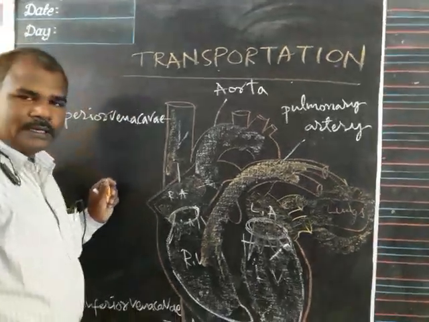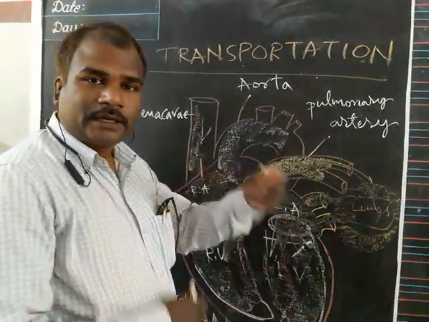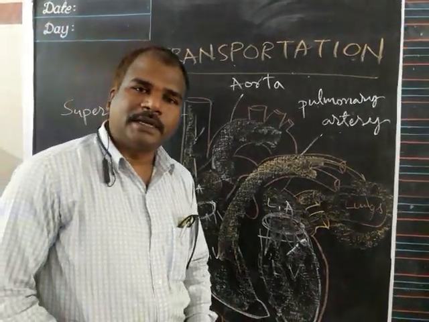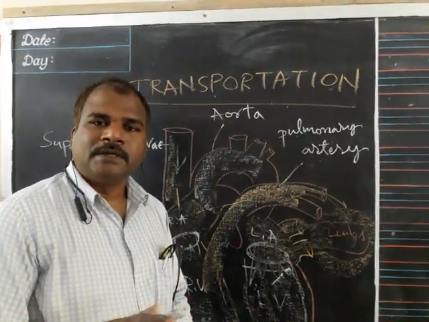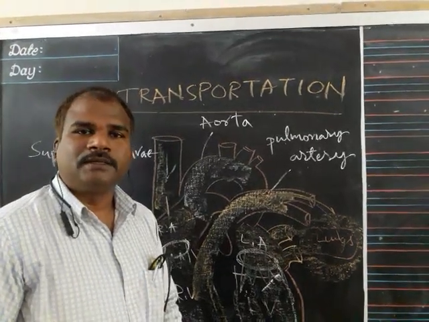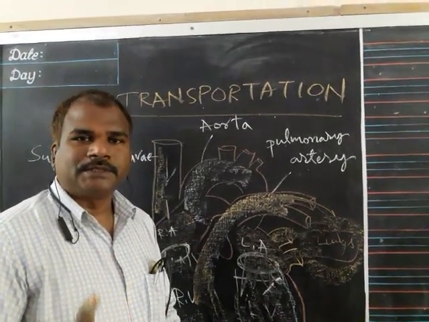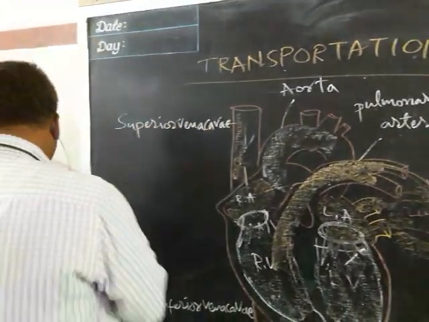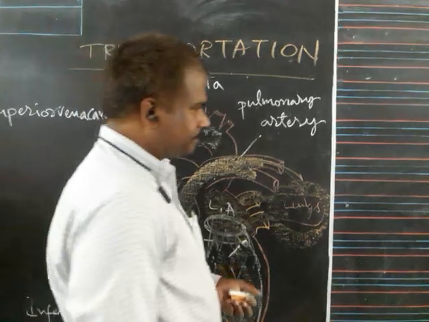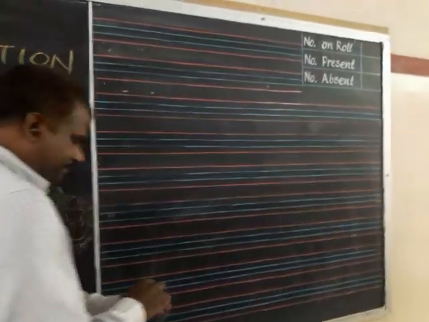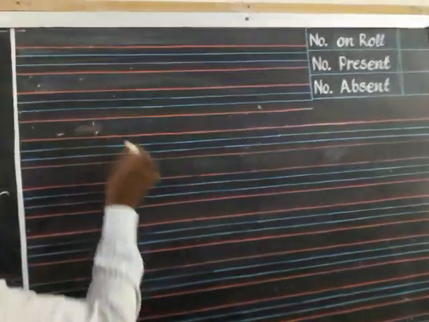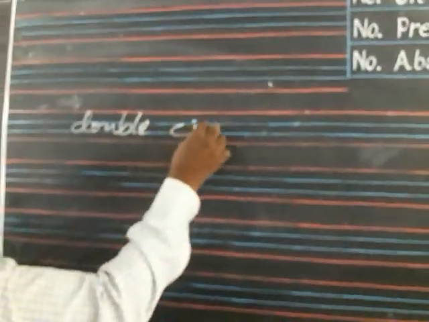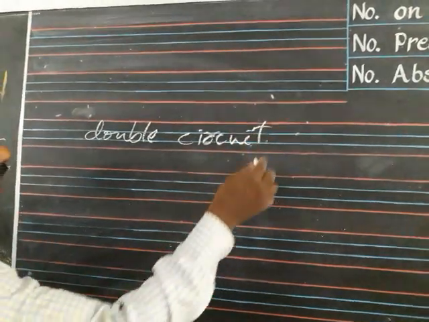Actually, in this lesson, one important topic is the circulation of blood: double circuit circulation. Why is it called double circuit circulation? Double circuit circulation means blood passes through the heart twice, two times. That's why it is called double circuit circulation. You can understand very clearly with the help of a diagram.